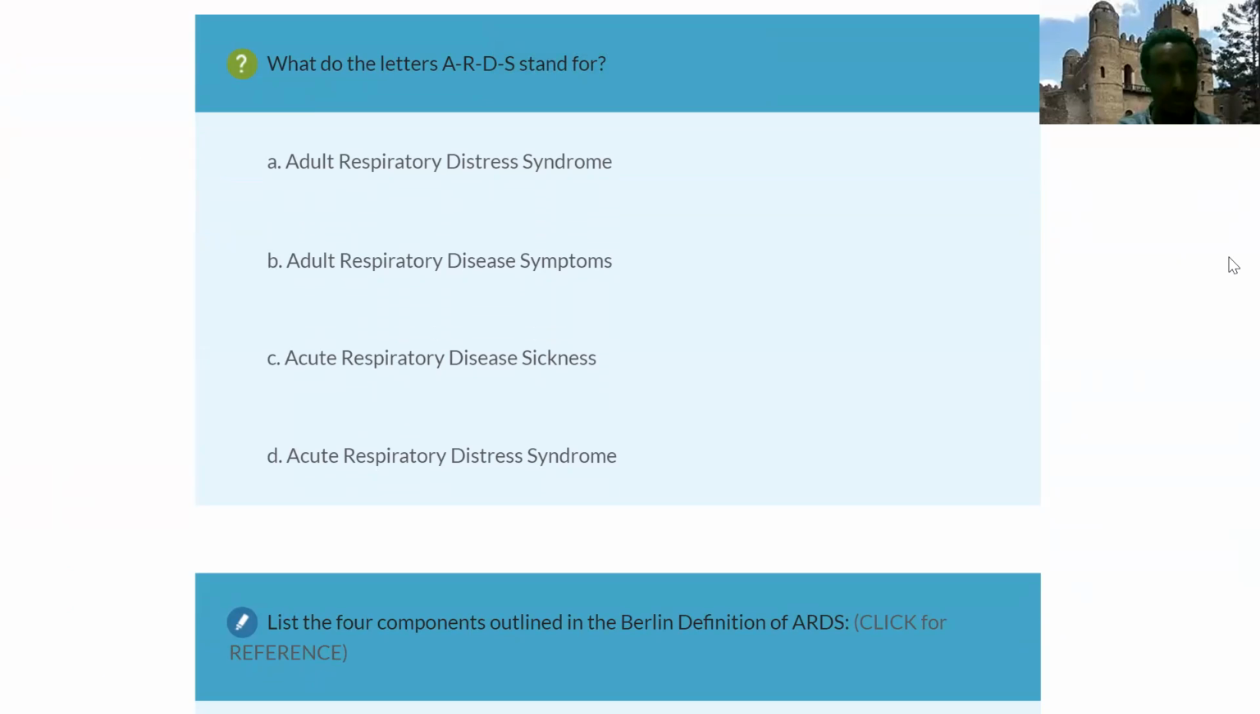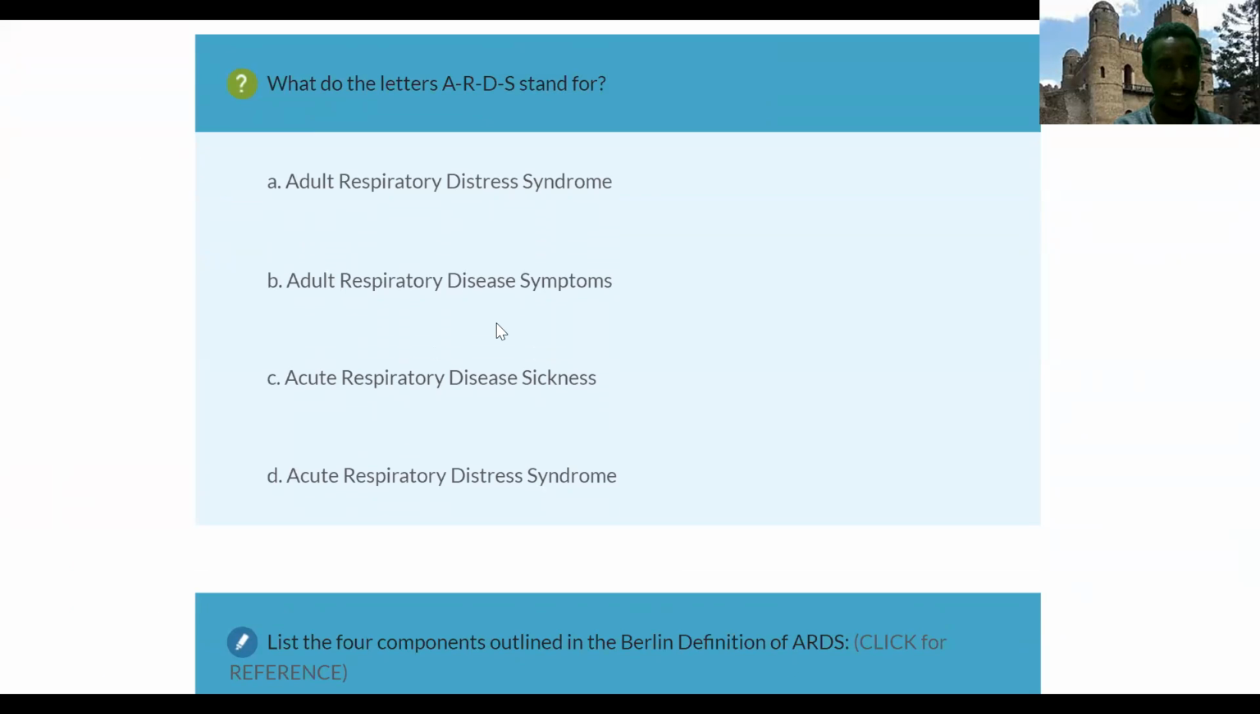Okay, thank you. I hope you all have heard about ARDS. So what does ARDS stand for? You have 30 seconds. A, adult respiratory distress syndrome, B, adult respiratory disease symptom. You have a poll, so you can choose the correct one.